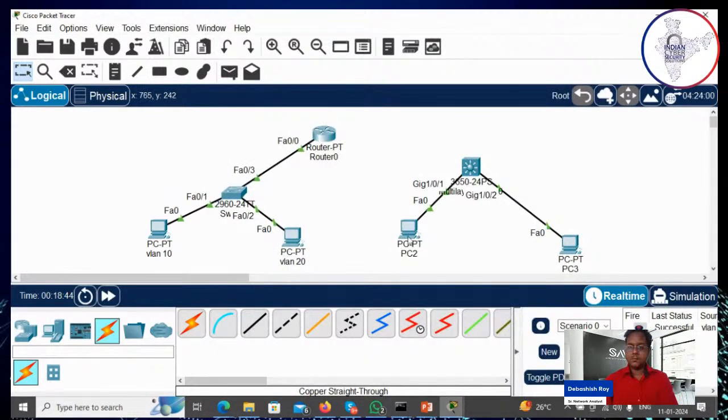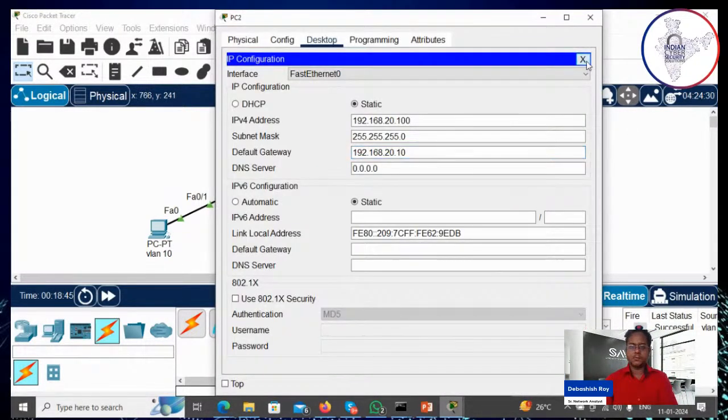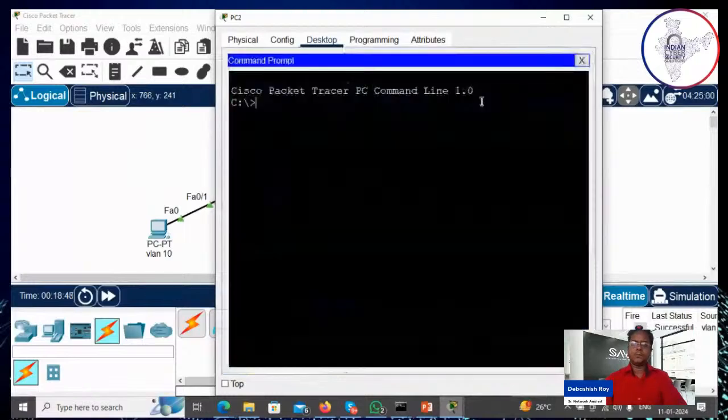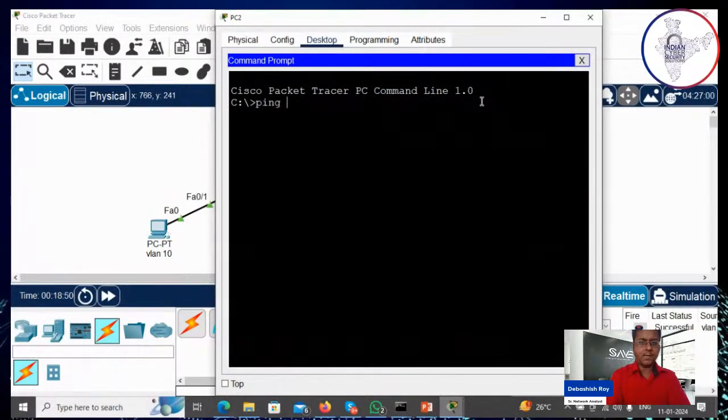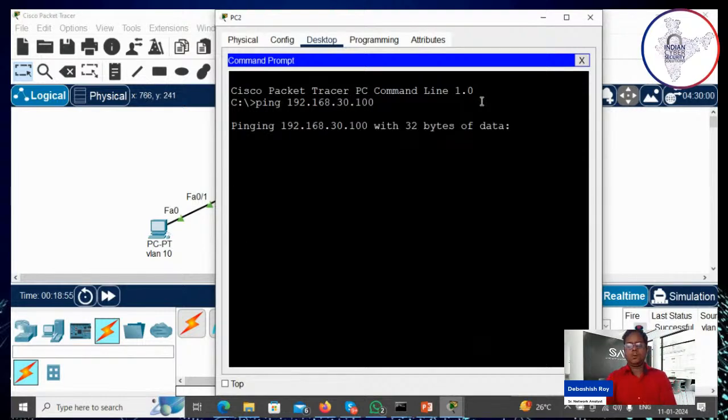Now, if I want to communicate, you just ping from this PC to that PC in the other VLAN, and let's see what happens. One packet should time out and then it should ping, but will it ping?